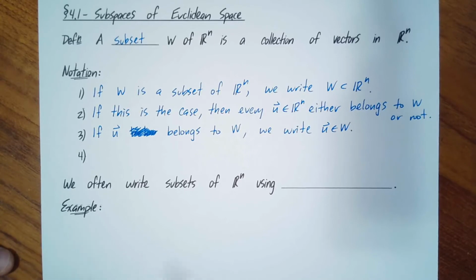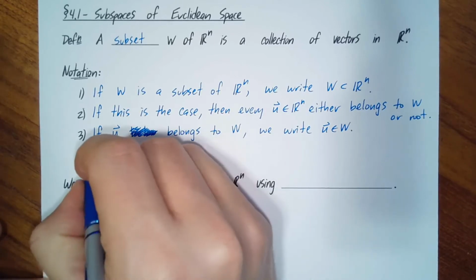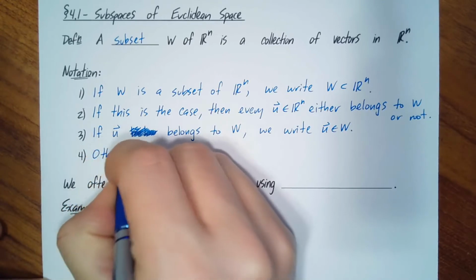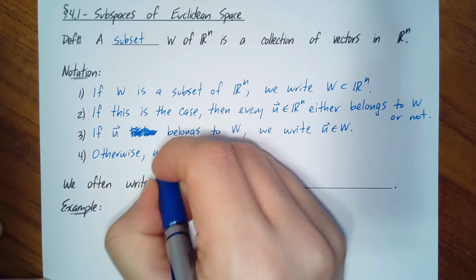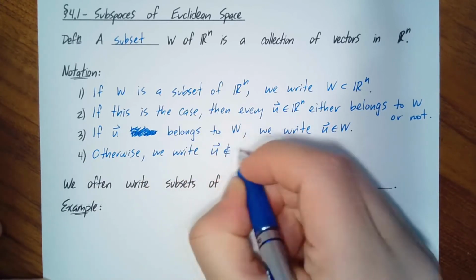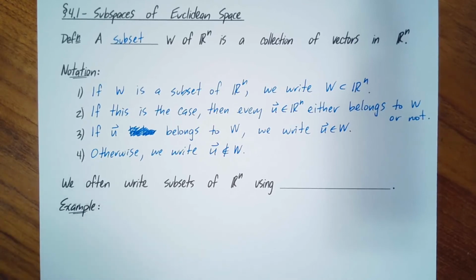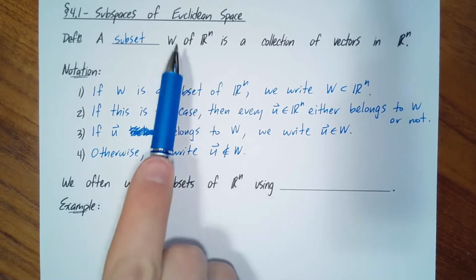Now, on the other hand, if it's not in W, we have notation for that as well. Just write the same thing, but draw a line through it. So otherwise, we write the following. We just write U is not in W. So that's the absolute fundamentals of working with objects in sets and how you can refer to objects that are either inside a given set or not inside a given set. And in this case, we're talking specifically about subsets of Rn.